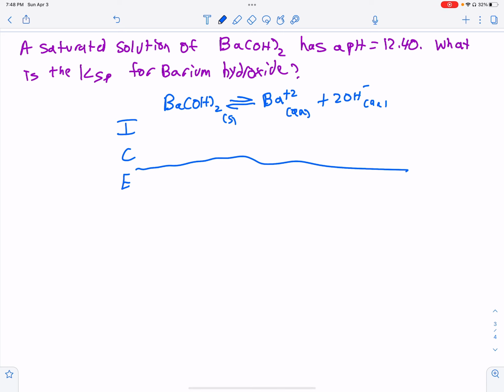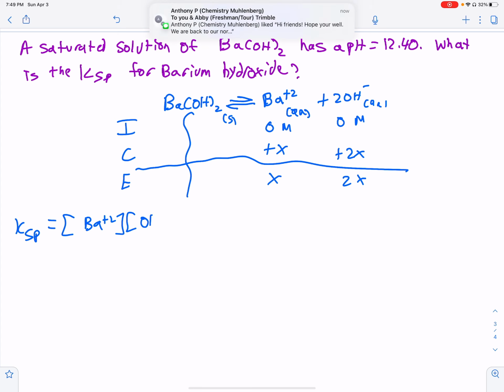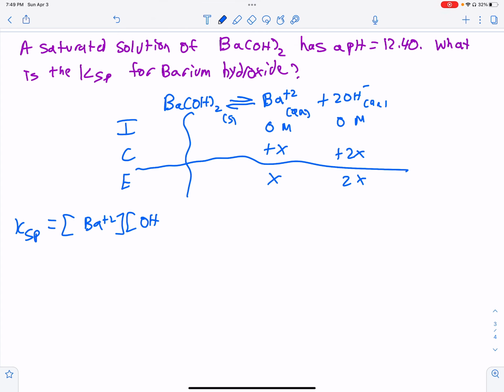So I'm going to make a nice table. This is non-existent. So I start off with 0 of the undissociated product. I'm going to gain x here, gain 2x here for the hydroxide. So same thing, make the KSP expression. So KSP will be equal to the concentration of the barium times the concentration of the hydroxide squared. Okay.